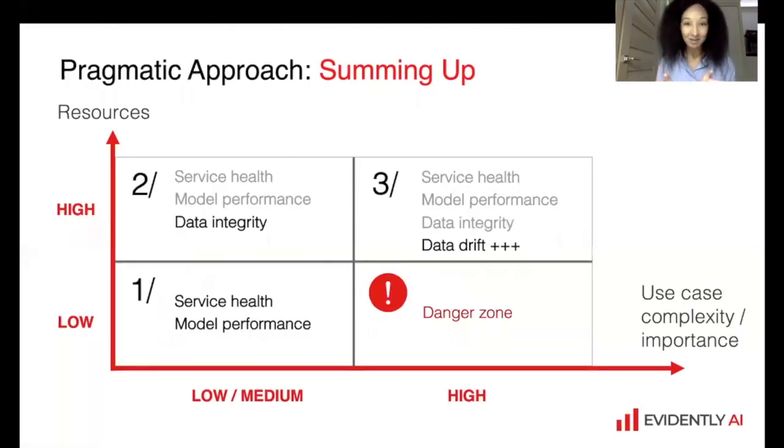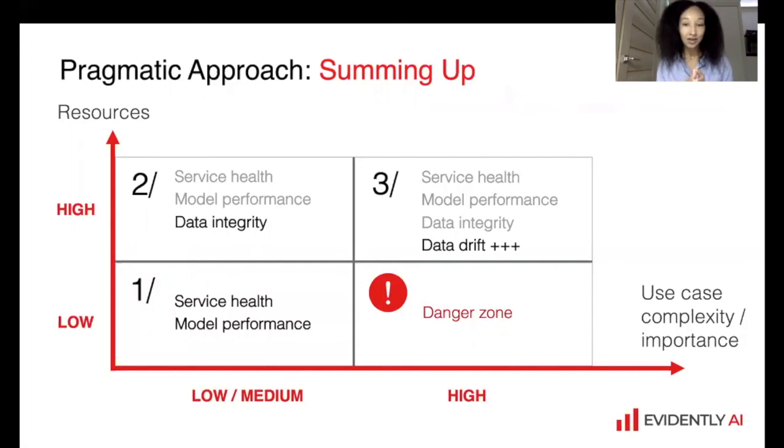So to sum up, we have discussed quite a lot today. We figured out that setting up comprehensive monitoring from scratch is a complicated task that needs a lot of resources to complete. So I suggested you use a step-by-step approach to cover more and more things in each step and start monitoring your model earlier. So let's consider the resources you have to build your monitoring, and the use case complexity and importance. Having all these parameters, we can figure out the steps we need to go through.